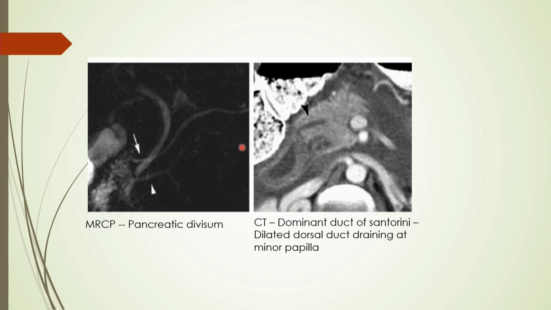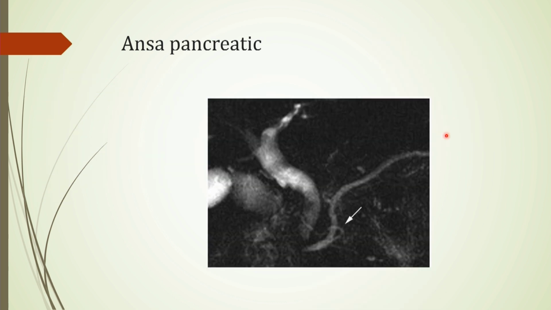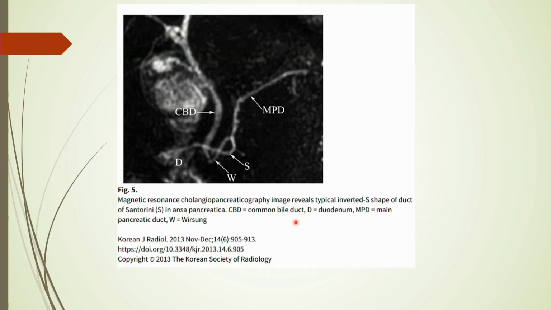This is pancreas divisum seen on projected MRCP and CT images. Ansa pancreatica is a rare anatomical variation of the pancreatic duct. It is a communication between the dorsal duct of Wirsung and the duct of Santorini, and it forms a loop surrounding the duct of Wirsung. This is a case of ansa pancreatica. We can see here the duct of Santorini forms a loop surrounding the duct of Wirsung and drains at the minor papilla.